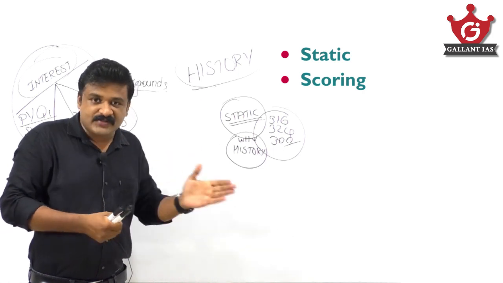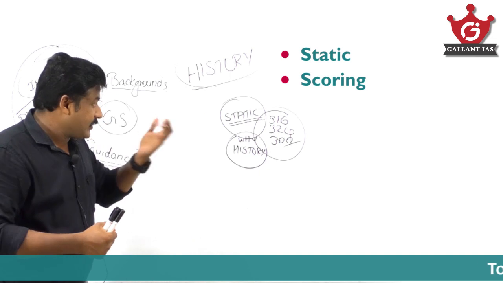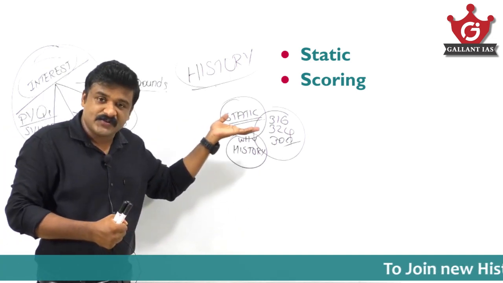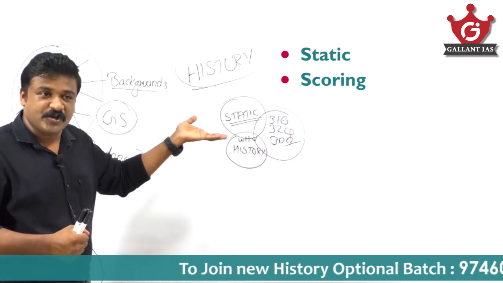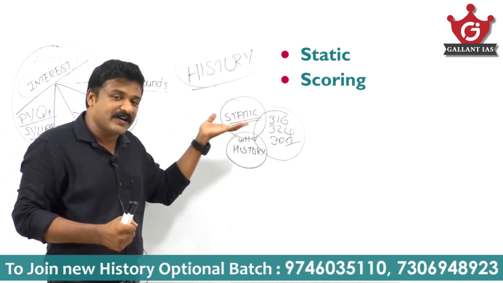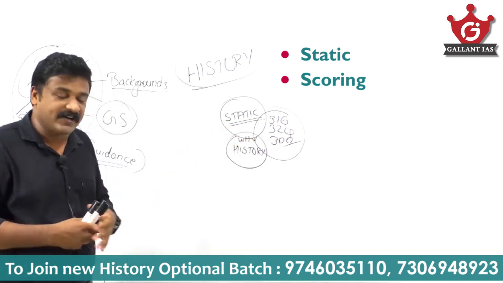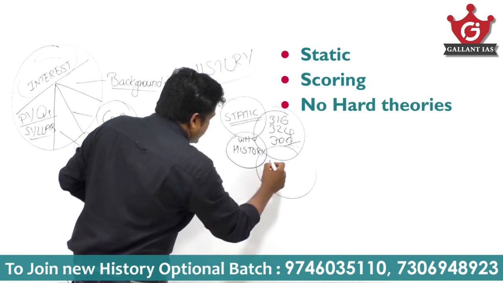If you check the previous results, there are toppers with the history optional. You can see they crossed 300. 300 plus is possible in the history optional. So if you ask me whether it is scoring, definitely it is scoring. There are people who scored above 300. Then another important thing is that history has no theories.